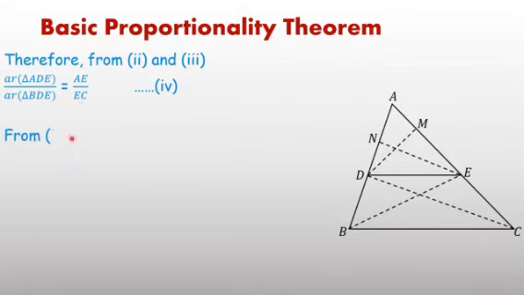Now from equations first and fourth, the LHS of both equations are equal, therefore the RHS are also equal, and the final result you are getting is AD upon DB equals AE upon EC. That is BPT, or Thales theorem.